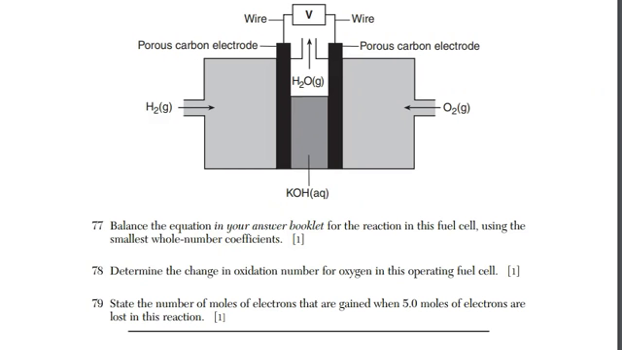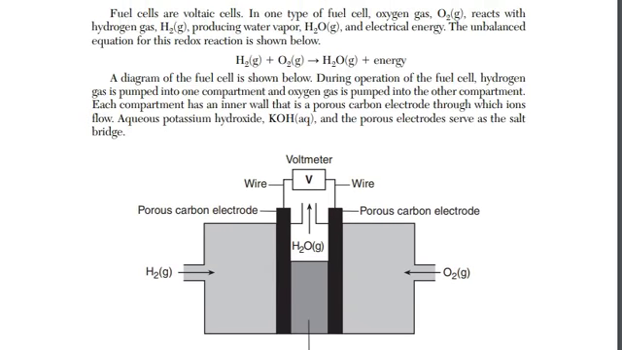All right, in 78, we're determining the change in oxidation number for oxygen in this cell. Well, I'm going to go back up here, right? Here is the equation. So it's going to be easier to do it with the equation. And we don't have to use the balanced equation from the answer booklet, I guess, but we could. So let's just focus our attention on oxygen. Oxygen is alone, it's not bonded with another element, so the oxidation number is 0. And with water, oxygen has the oxidation number of -2. So it's going from 0 to -2.